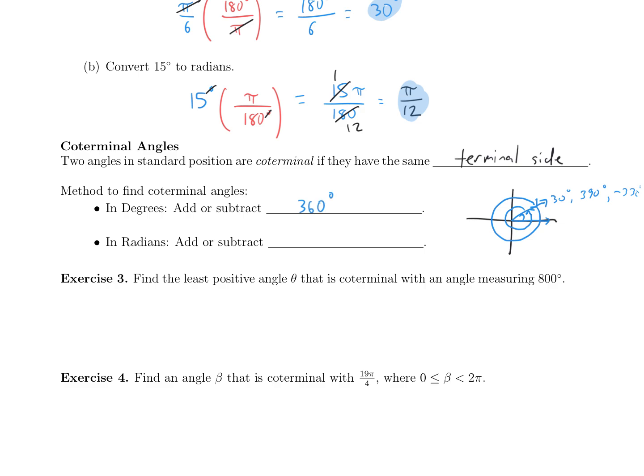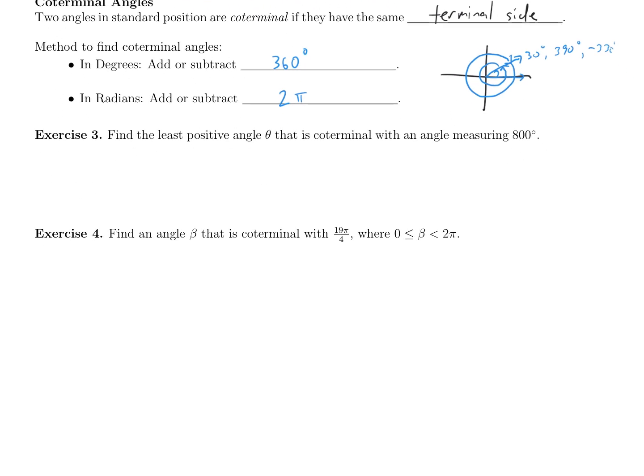In radians, the equivalent to 360 is 2 pi. So you can add or subtract 2 pi to any angle in radians in order to get a coterminal angle. All right, let's do some examples down below.